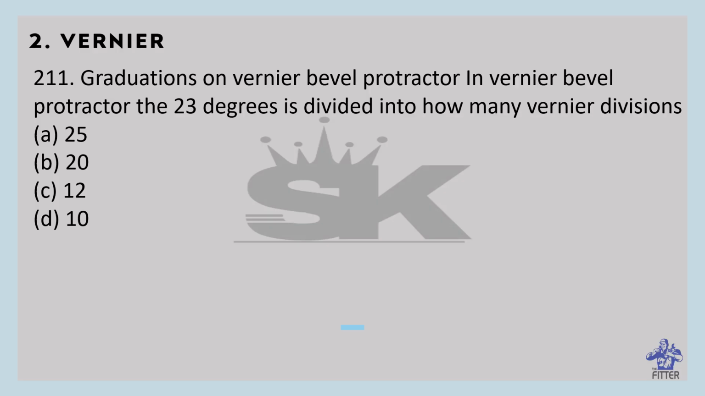Graduations on vernier bevel protractor. In a vernier bevel protractor, 23 degrees is divided into how many vernier divisions? We discussed that, that is 12. Twelve divisions of the vernier scale are equal to 23 degrees, or 23 divisions of the main scale. One division of the vernier scale equals 115 minutes. Now we can say that the least count of the vernier bevel protractor is 5 minutes.